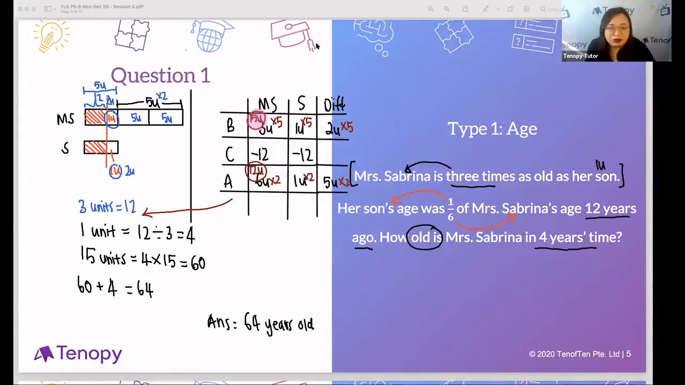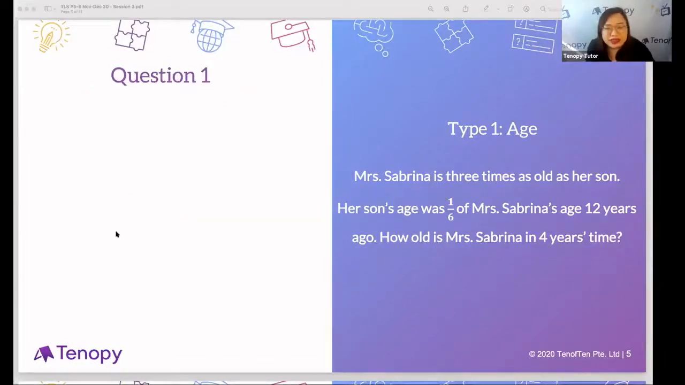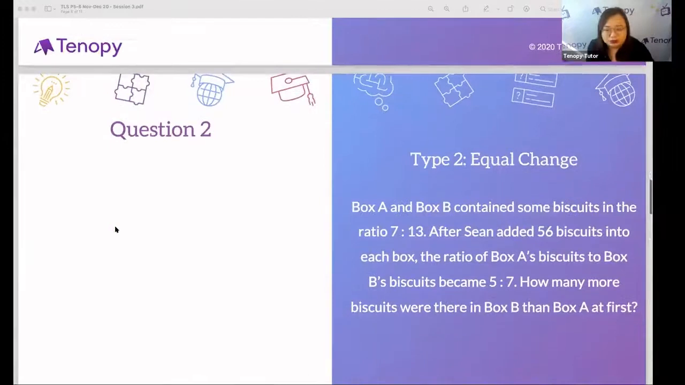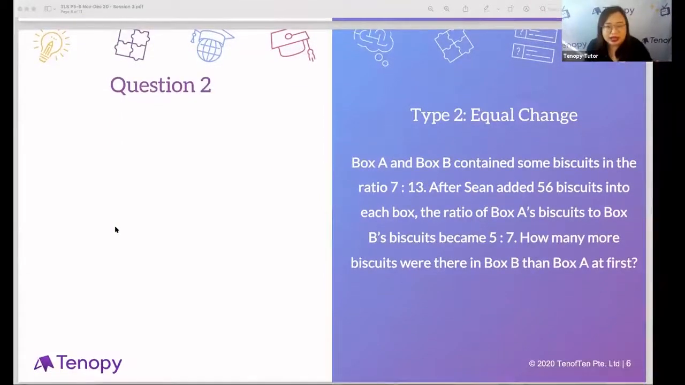Second type refers to equal change. Now, what does the meaning of equal change represent? Let me clear this one first. Okay, second type of question is known as equal change. Equal change means that when you add in or you remove the same quantity. So for example, if I have 2 boxes of sweets, if mommy add in the same equal number of sweets into both boxes, or remove the same number of sweets from both boxes, the difference does not change at all.